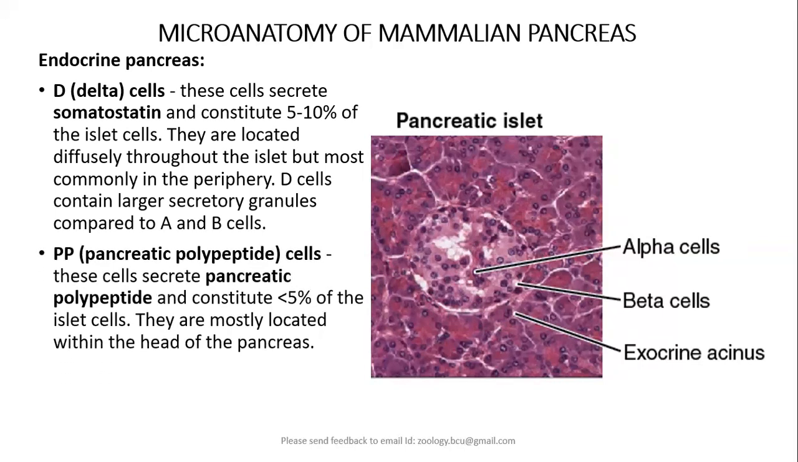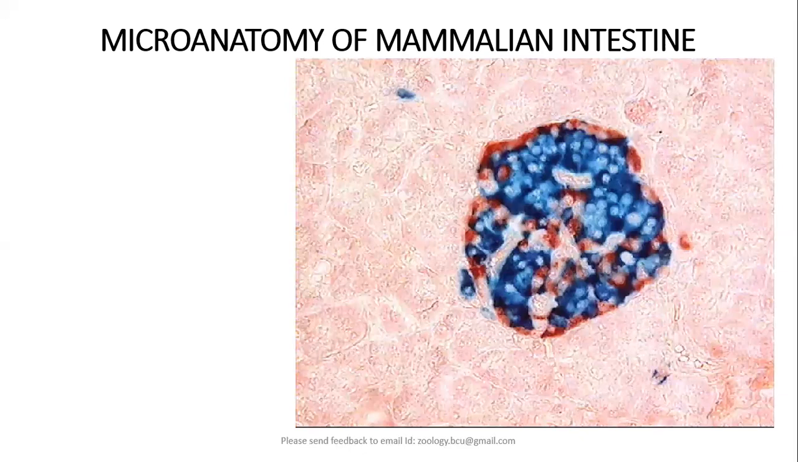Then the fourth type of cells are called the PP cells, or pancreatic polypeptide cells. These cells secrete the pancreatic polypeptide hormone, and they are very, very few. They constitute less than 5% of the islets of Langerhans. They are mostly located in the head of the pancreas.